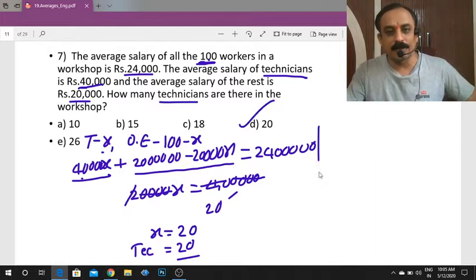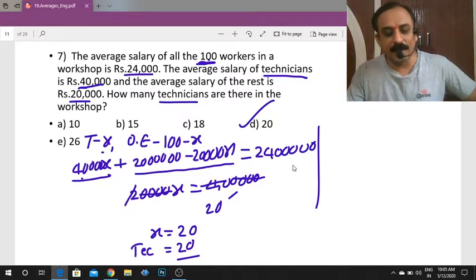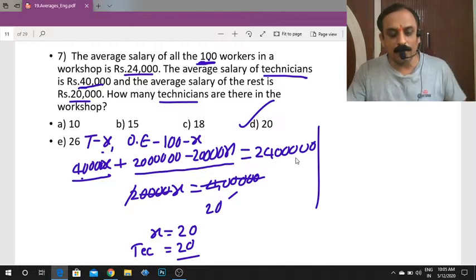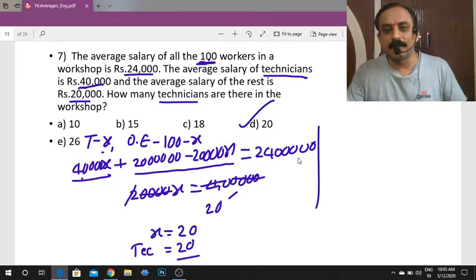Now the next one is the shortcut method. This method is also known as the mixture method or alligation method. Very good, Sai Raman, your answer is right. The next one is known as the mixture method or alligation method. So what is mixture or alligation?